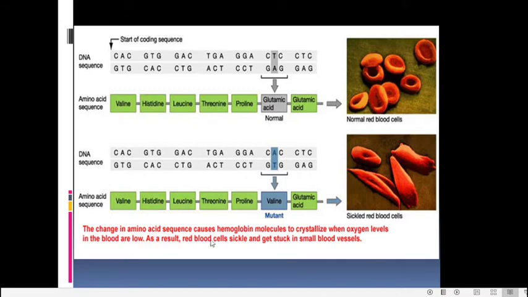And the change in amino acid sequence causes the hemoglobin molecules to crystallize when the oxygen levels in the blood are low, and the oxygen carrying capacity of the RBCs reduces. The RBCs assume sickle shape and they get stuck in small blood vessels. So this condition is called sickle cell anemia, which again arises out of a point mutation.